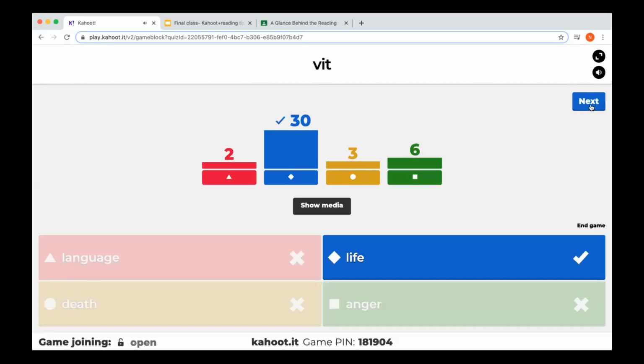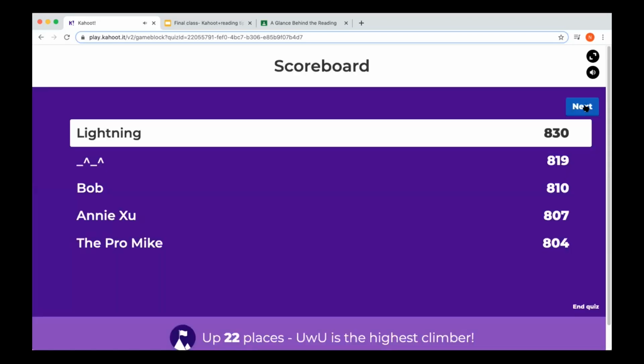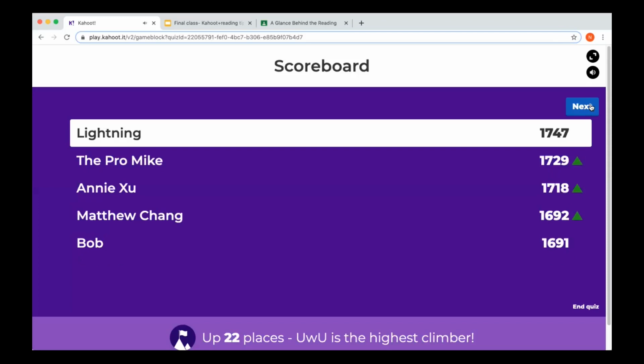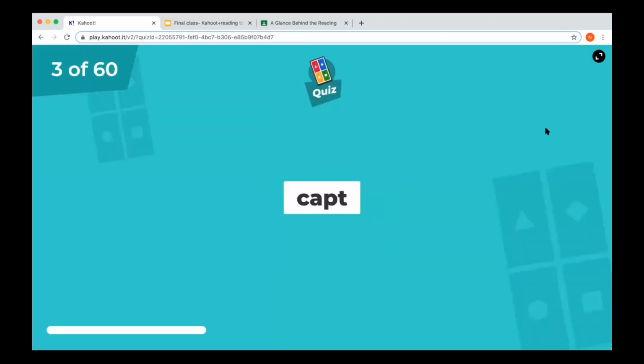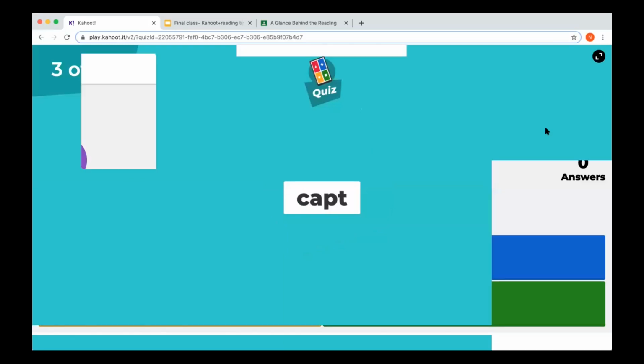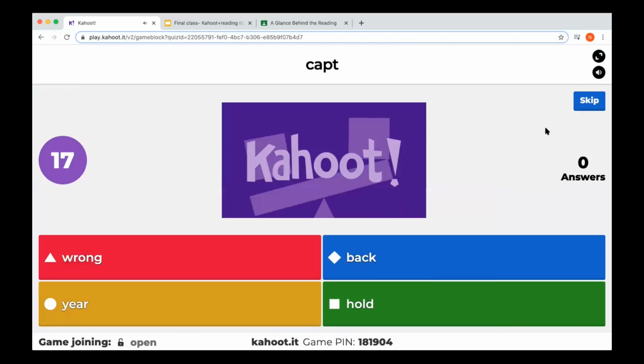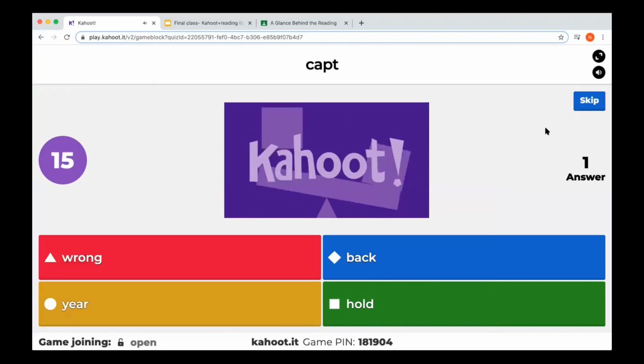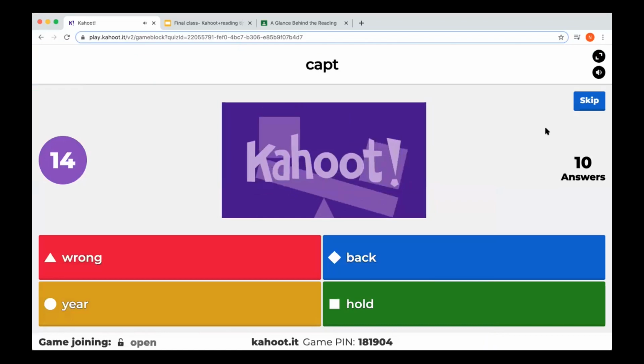Nice. Lightning again. All right, capped. C-A-P-T. Capped. Red is wrong, blue is back, yellow is year, and green is hold. One more time. Red is wrong, blue is back, yellow is year, and green is hold.